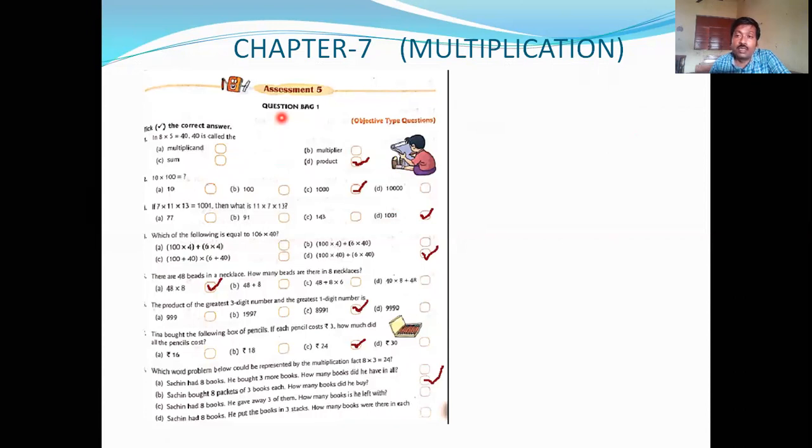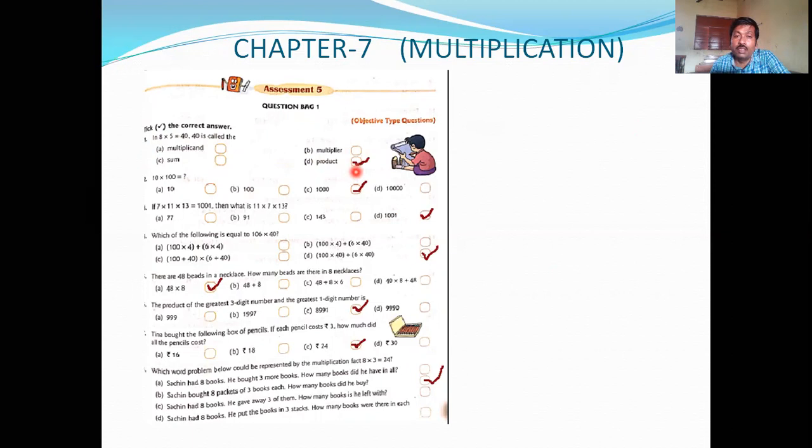Let us try to understand. 8 multiplied by 5 is equal to 40. We know that when the first number is multiplied by the second number, the result is called the product. The product of any two numbers is called the product. This is the answer.